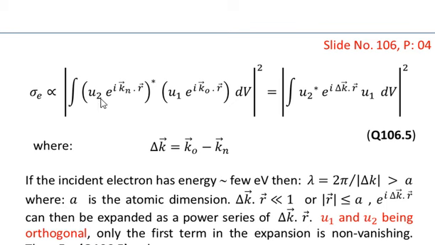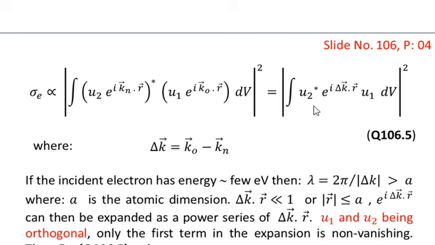where u2 is the wave function associated with level number 2 and u1 is the wave function associated with level number 1. We have multiplied u1 with e to the power iota k naught dot r, that is the plane wave corresponding to the electron beam before collision, and we have multiplied u2 by e to the power iota kn dot r, which is the plane wave represented by the electron beam after collision.